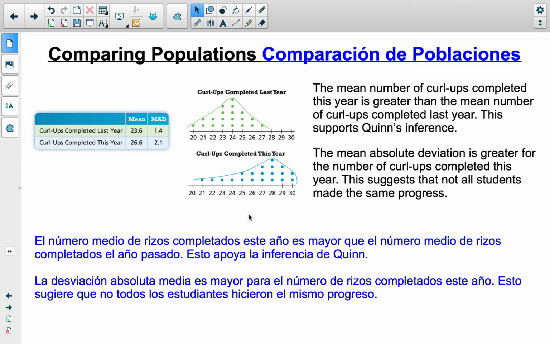Now, this suggests that not all students made the same progress because there's a greater amount of spread, right? There's more variability. So it's not as predictive. The higher the MAD, the more spread there is there.